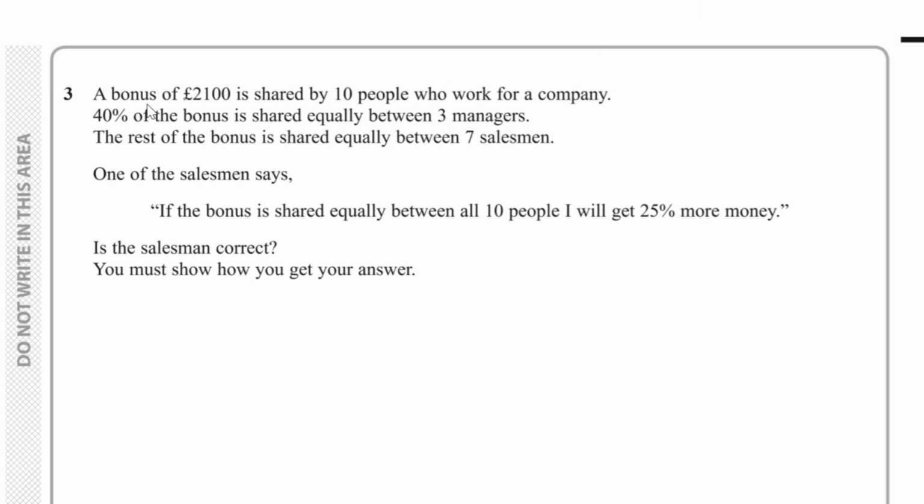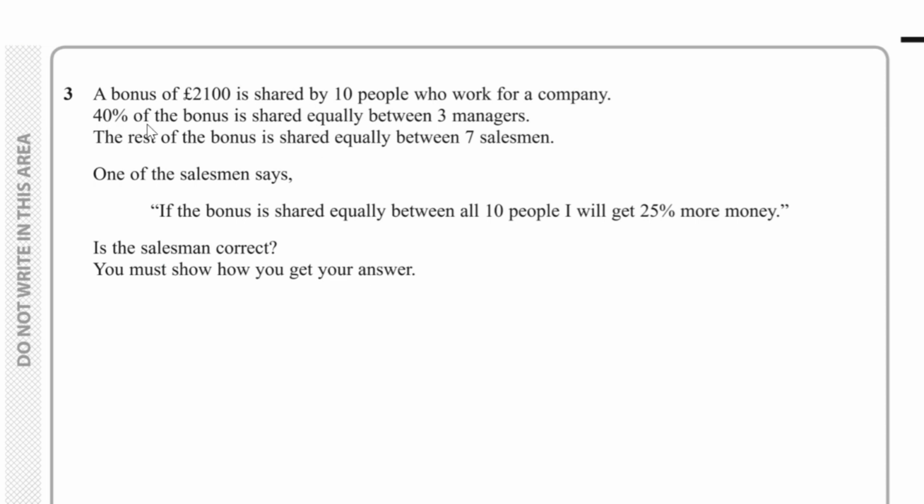Question number 3. A bonus of £2,100 is shared by 10 people who work for a company. 40% of the bonus is shared equally between 3 managers. The rest of the bonus is shared equally between 7 salesmen. One of the salesmen says, if the bonus is shared equally between all 10 people, I will get 25% more money. Is the salesman correct? You must show how you get your answer.